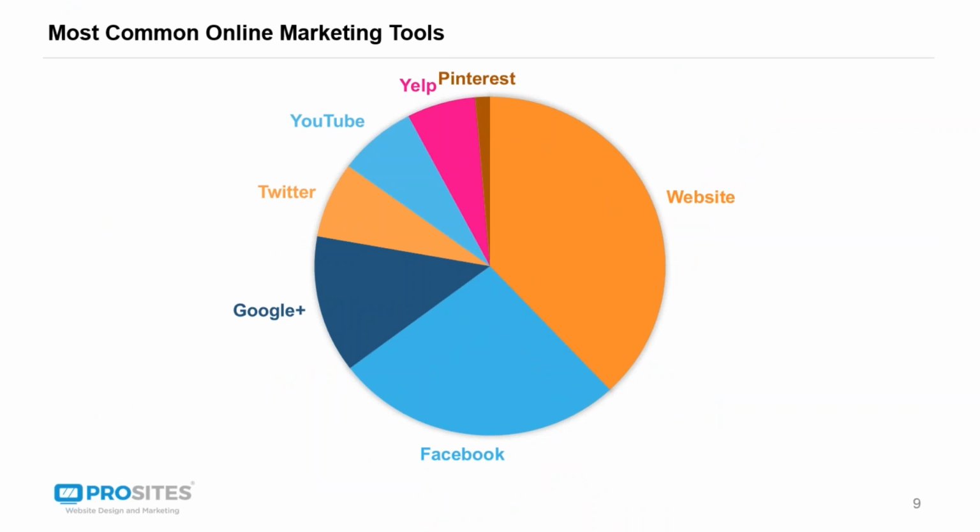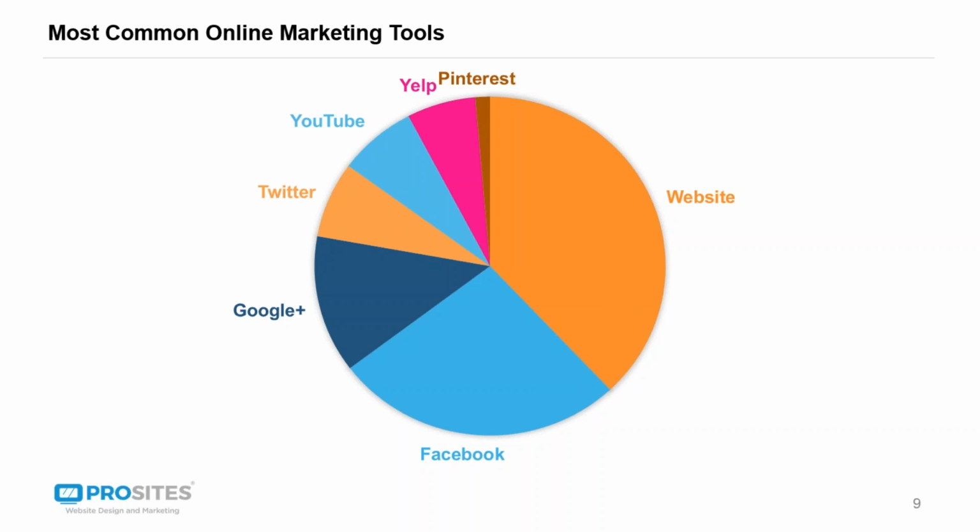So I kind of mentioned it, but here are the most common online marketing tools. Number one is your website. And I say this all the time, and I don't know if who I'm talking to is a current customer of Prosites or a different company, but it's just important. If you don't have a website, please contact us and get a website right away, because it's the hub of everything you do. And you must have a website to have presence in the online world.